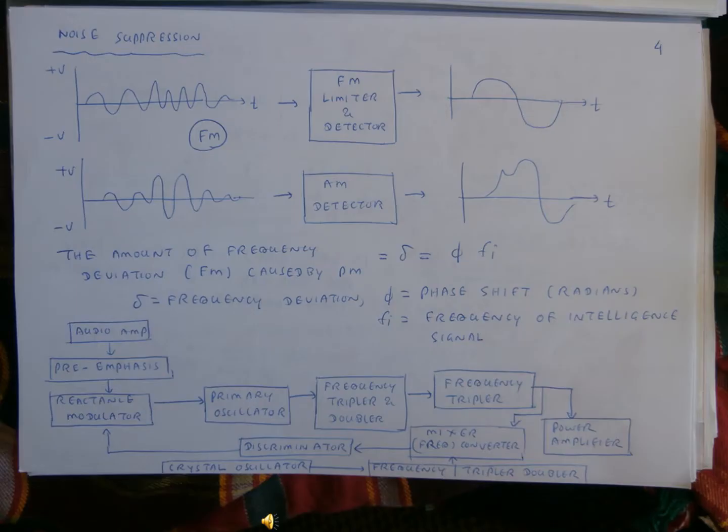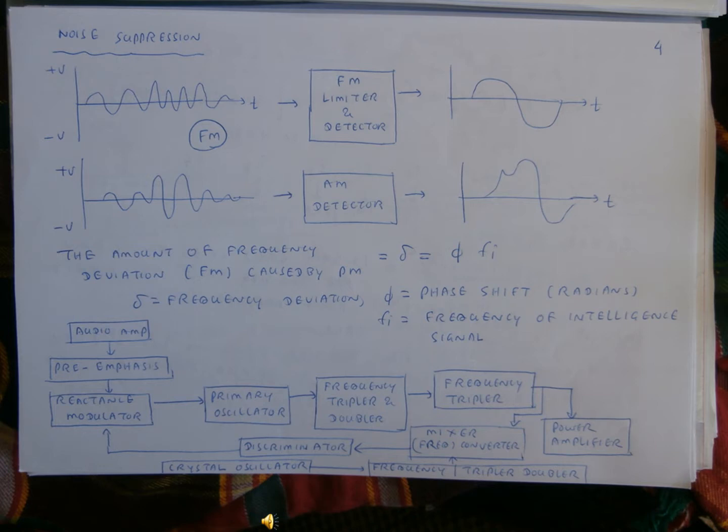Next is noise suppression. So the frequency modulated signals usually contain noise. This noise passes through the frequency limiter or detector, so it is removed from the waveform. Similarly, the amplitude of waveforms also contains noise. So the amplitude modulated waveform passes through the AM detector, so that there will be an output waveform.